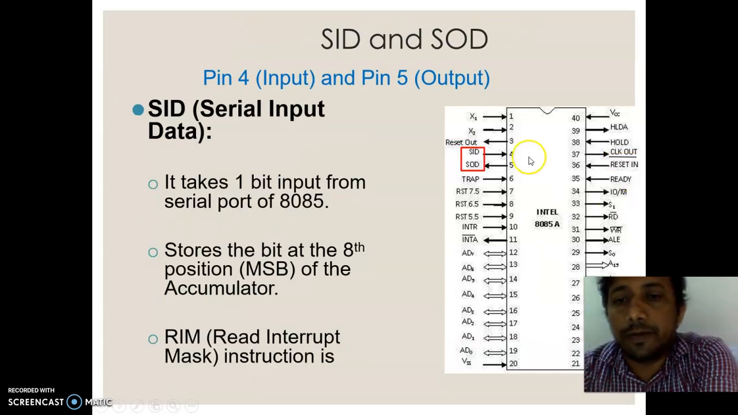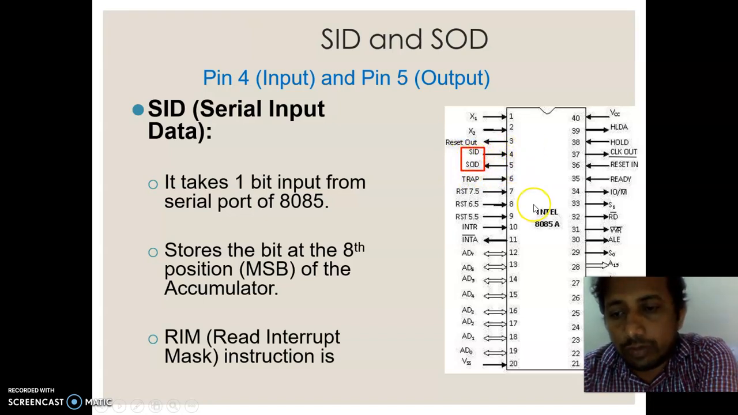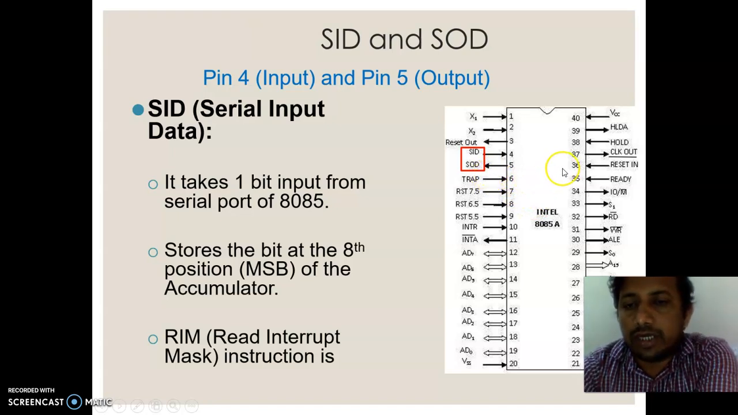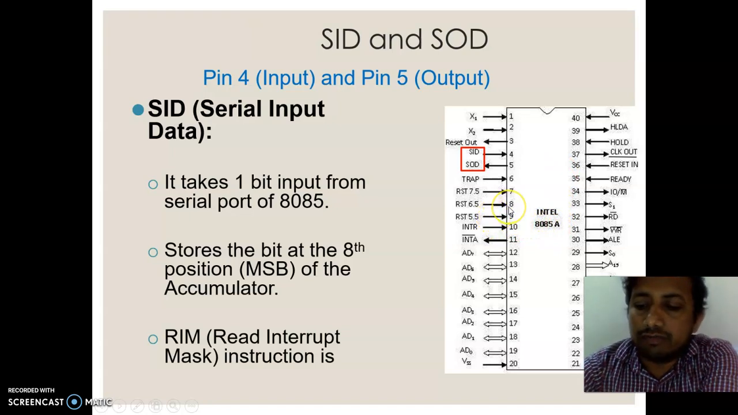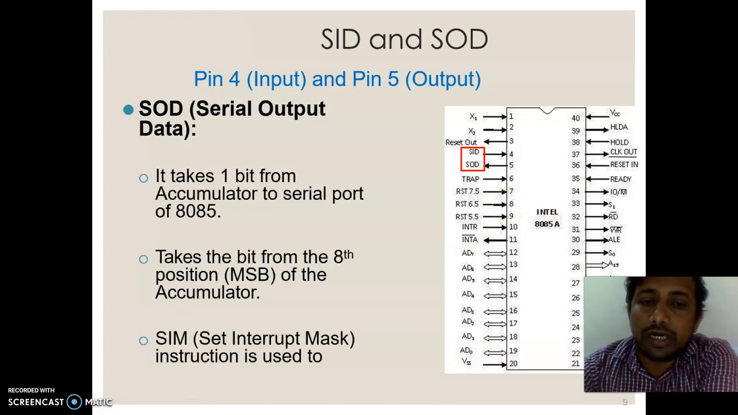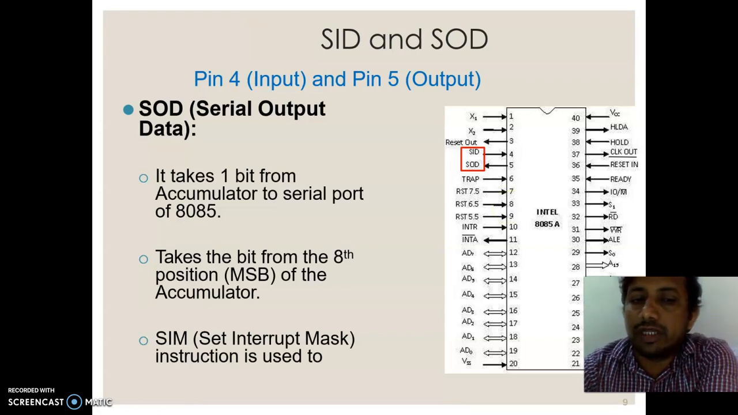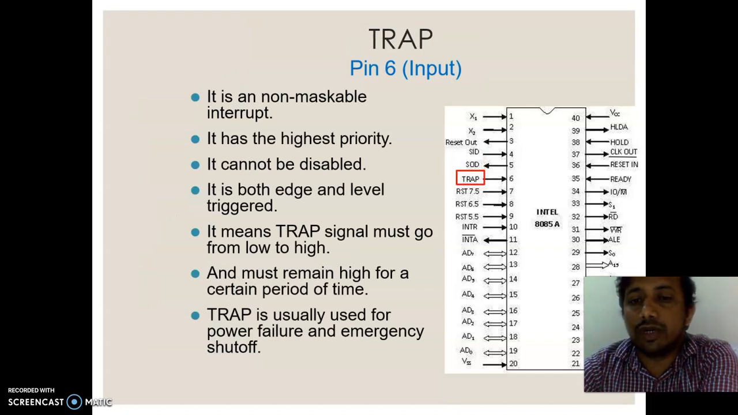Next come pin number 4 and 5, which are used for serial communication: serial input data and serial output data. Serial input is for receiving bits into the microprocessor one bit after another; one single bit will be received by the 8085. Serial output data sends data out from the accumulator and passes it to the outside world. That is the serial output.